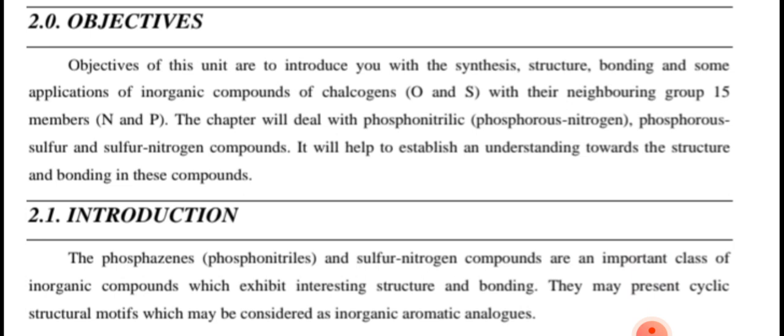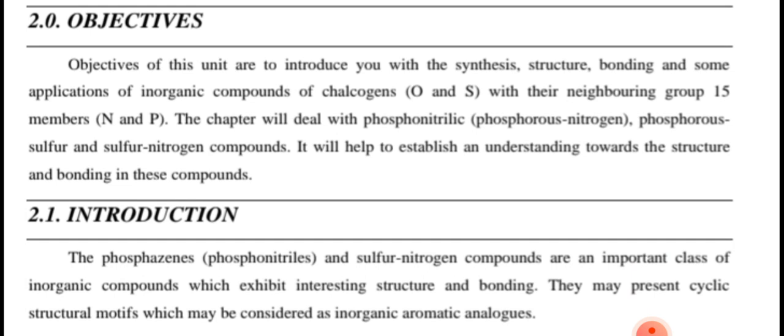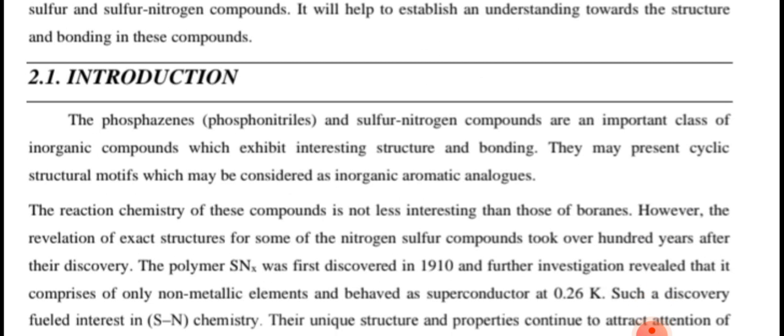2. Objectives. The objectives of this unit are to introduce you to the synthesis, structures, bonding and some applications of inorganic compounds of the chalcogens, oxygen and sulfur, with their neighboring group 15 members, nitrogen and phosphorus. The chapter will deal with phosphonitrile, phosphorus-nitrogen, phosphorus-sulfur and sulfur-nitrogen compounds. It will help to establish an understanding of the structure and bonding in these compounds.